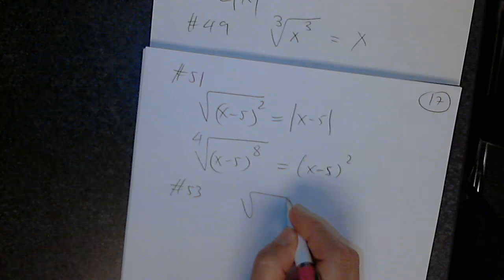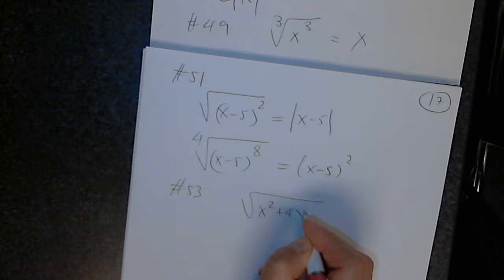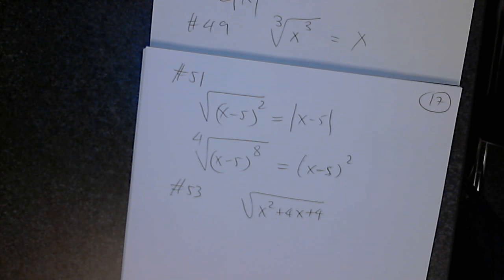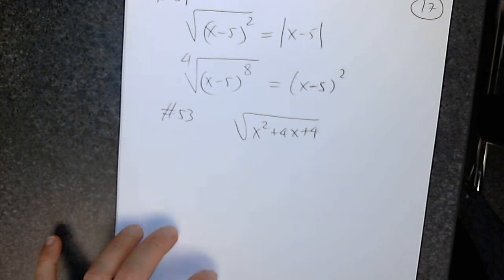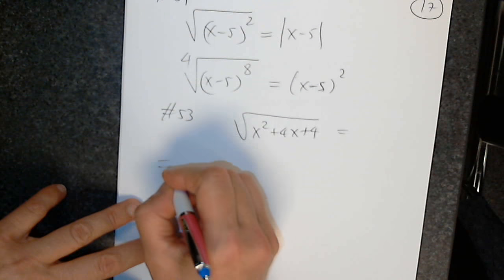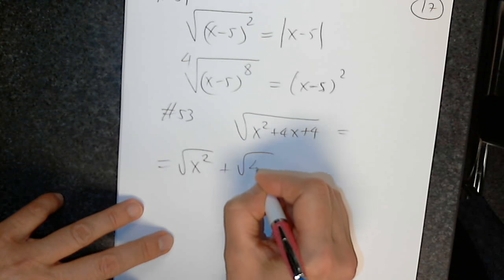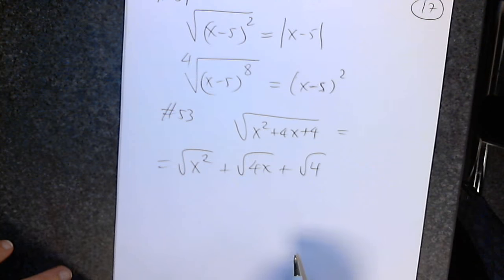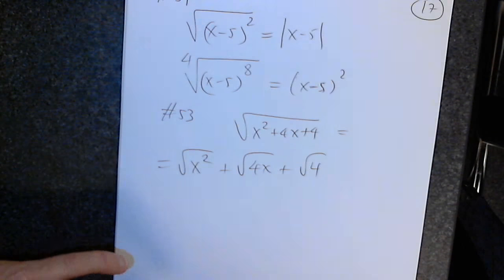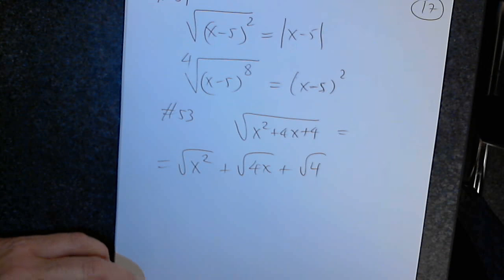Okay, 53. The square root of x squared plus 4x plus 4. I'm going to tell you what I would like to do, and you say yay or nay. No. No. Why? Why can't I do that?